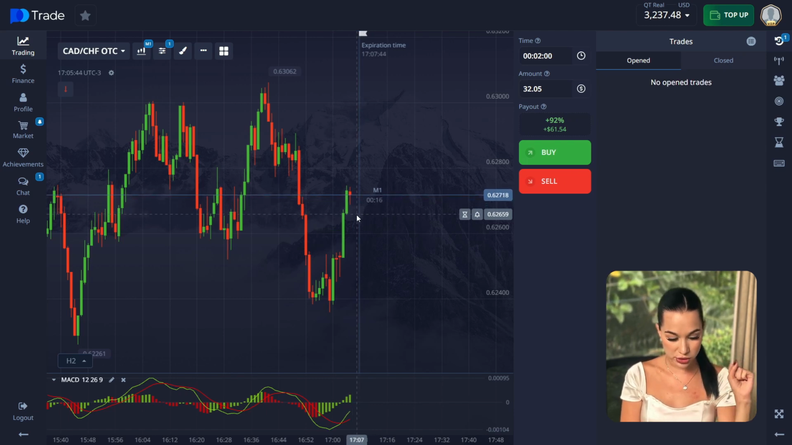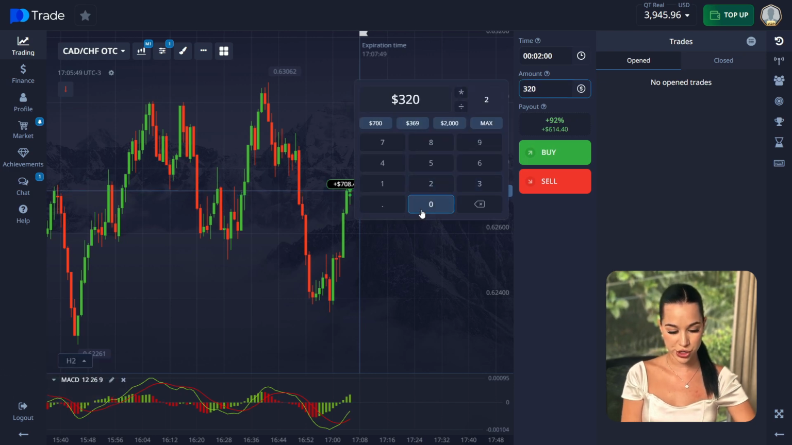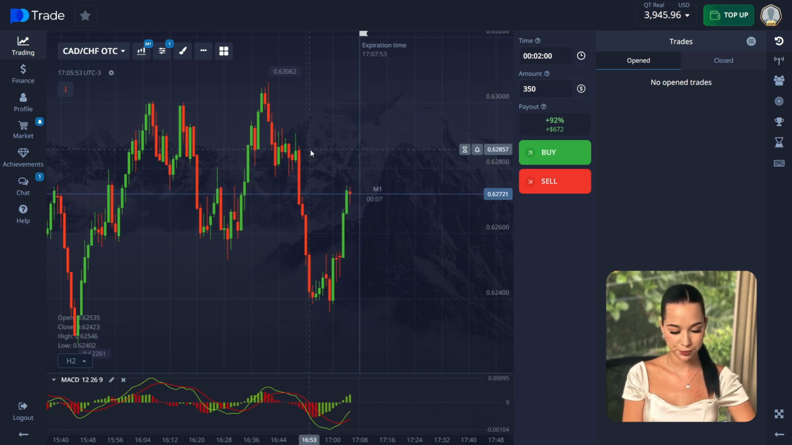So yeah, we closed this trade in the plus, guys. Congratulations to us. It was pretty easy. We changed our amount of money per trade to $350.